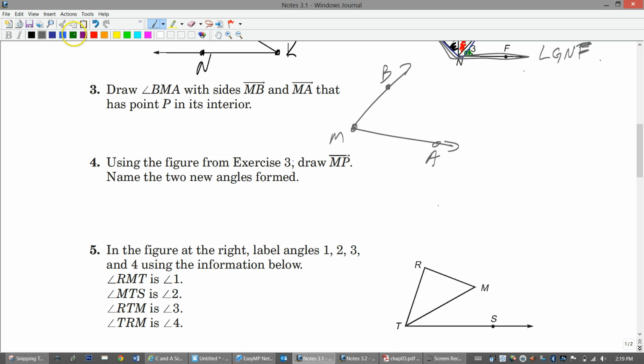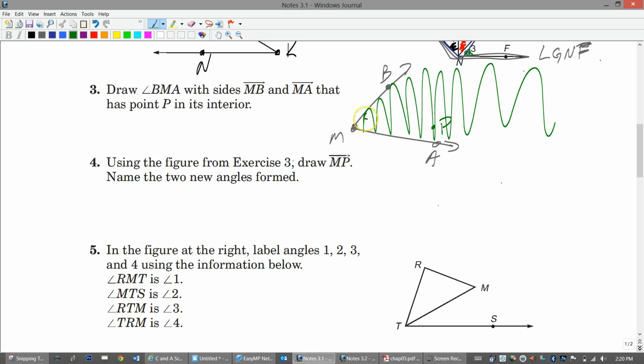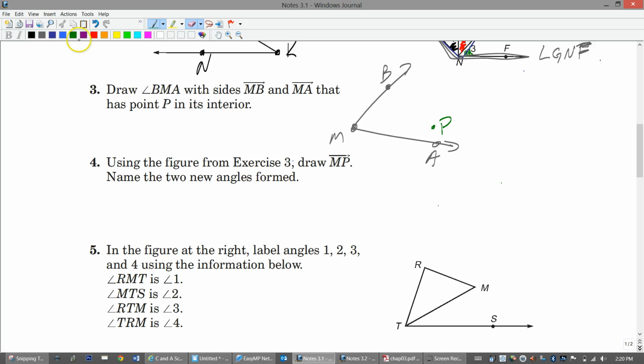What does matter is where you draw P. P is okay anywhere inside this green area. That is inside, and if we extend it, it keeps opening further and further. Okay, that would be the interior of the angle. It's inside. It's in the middle of the spread of the angle, if you want to say. So that would be P on the inside of the angle.